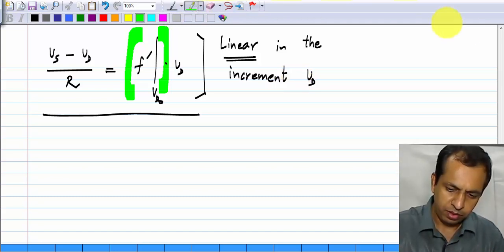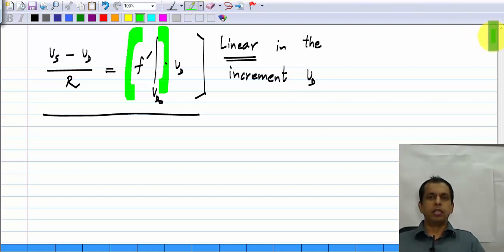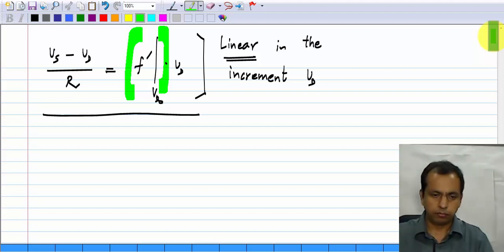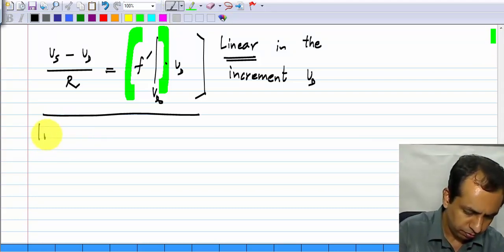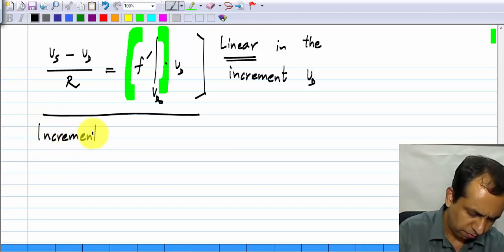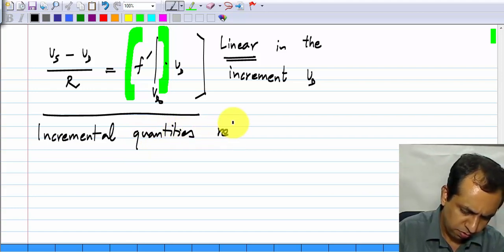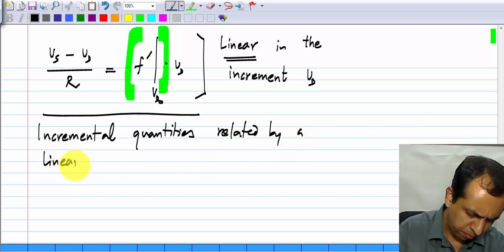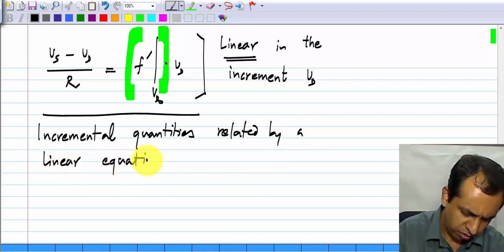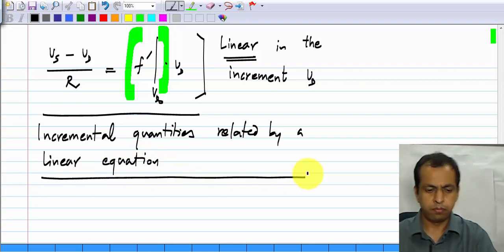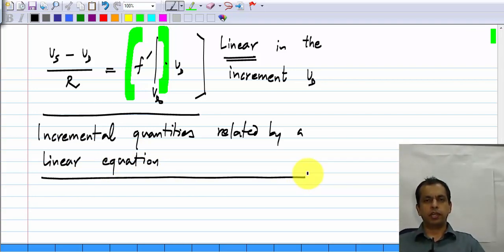Now, that is a great simplification, also because there are lots of nice techniques for handling linear equations and we can use all of those things as far as the incremental quantities are concerned. So, this is the great simplification.